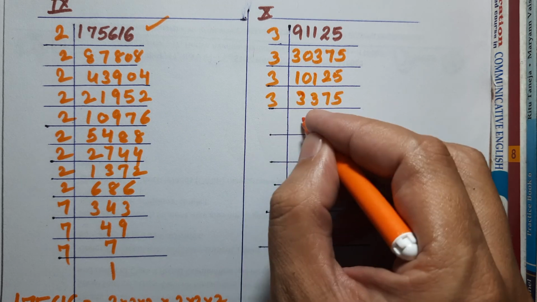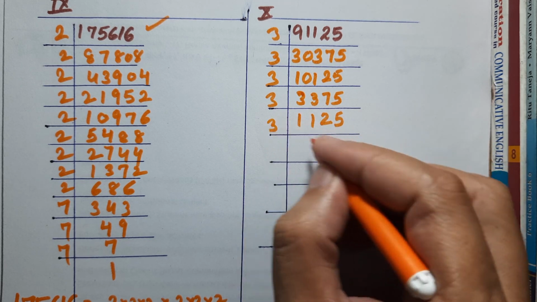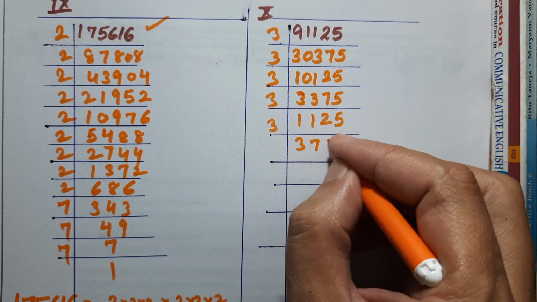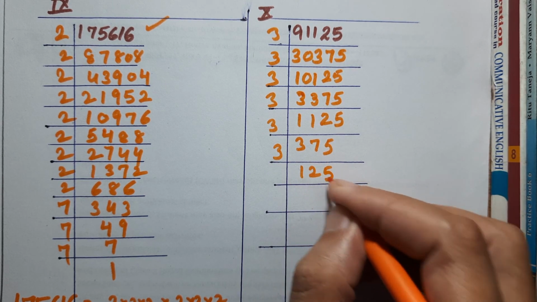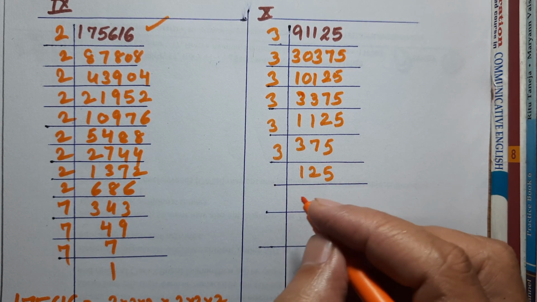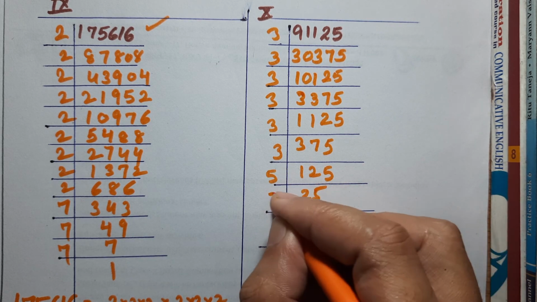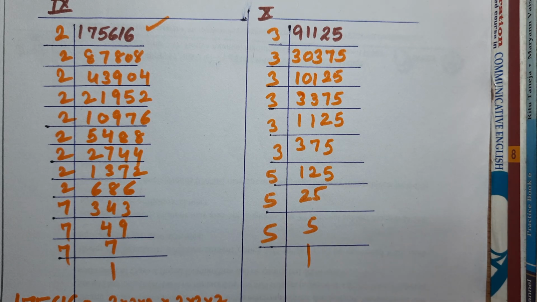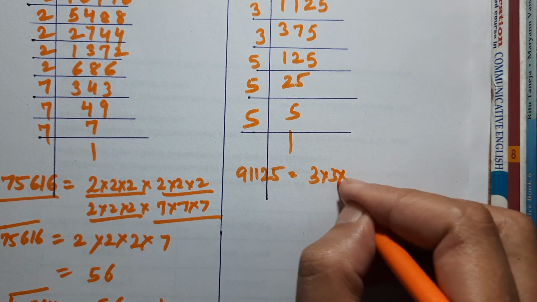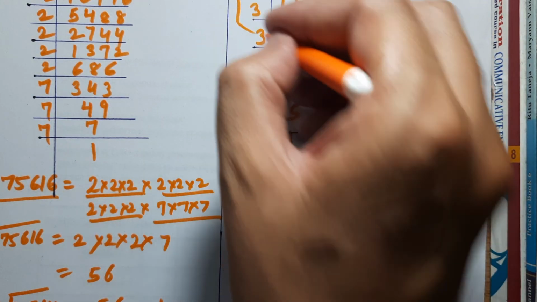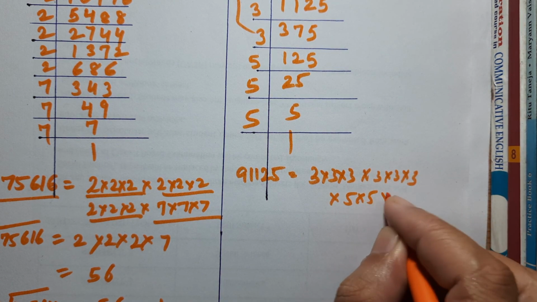Yes, divisible by 3. 3 ones are 3, 3 ones are 3, 3 twos are 6, 3 fives are 15. 3 threes are 9, 3 sevens are 21, 3 fives are 15. 3 threes are 9, 3 fives are 15. Yes, divisible. 3 ones are 3, 3 twos are 6, 3 fives are 15. 5 plus 2 plus 7 plus 1 is 8, not divisible by 3. So as the unit digit is 5, it is divisible by 5. So now write in terms of prime factors. 3 into 3 into 3, 3 into 3 into 3, and left out is 5 into 5 into 5.